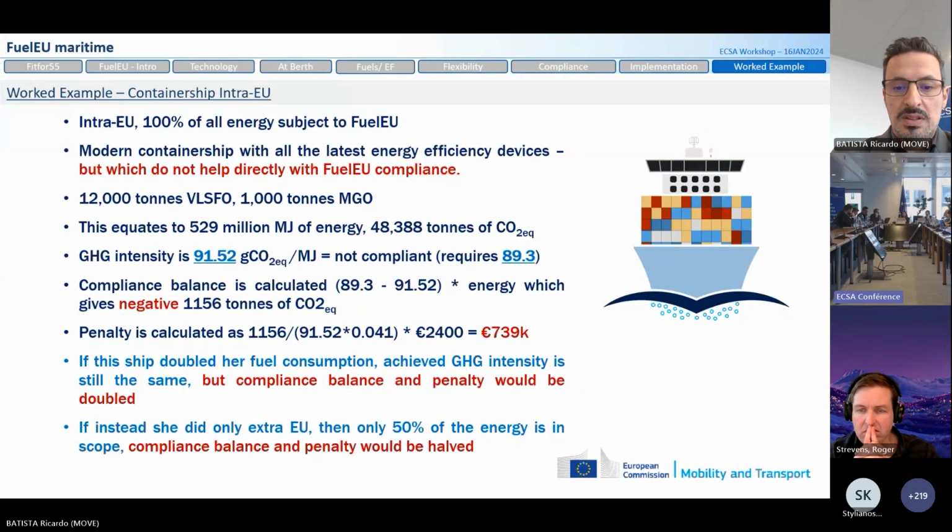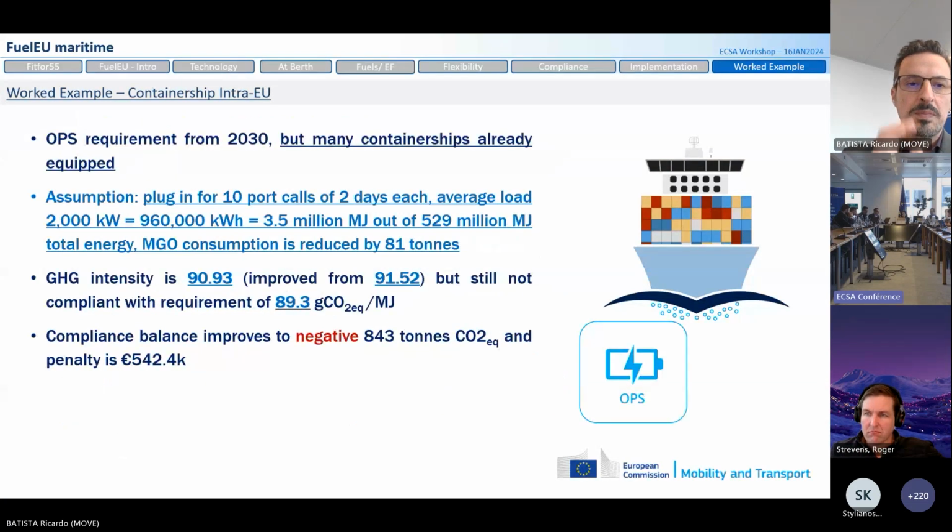If the ship doubled the fuel consumption, the greenhouse gas intensity would still be the same, as you see here. However, with more fuel consumption, the compliance balance would be affected more, and the penalty would be doubled. So bear in mind this relation in the formulas between fuel consumption, energy, and the effect on the compliance balance. If the ship only did extra-EU voyages, then only 50% of the energy would be in scope. Compliance balance and penalty would be reduced by half.